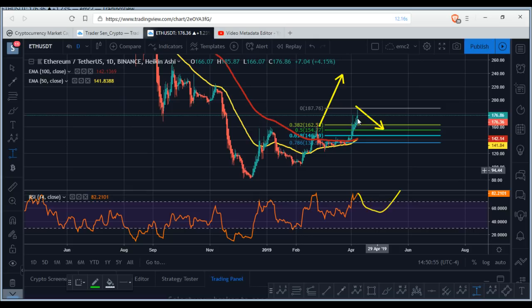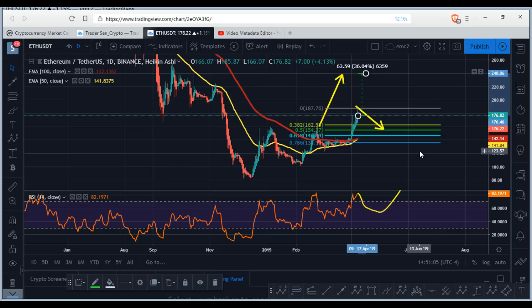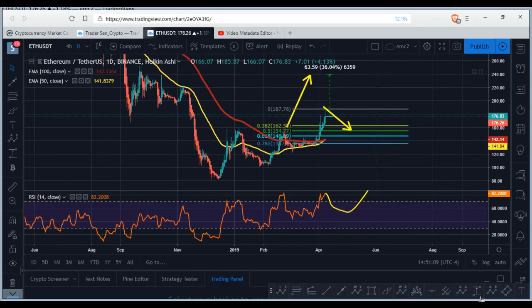You're looking for another 30% move to the upside, right? So $240. The current price of Ethereum is just 176. So going back to 165 to 154 is not even much, right? That's just about a 10% drop. It's not even much. Sometimes price drops 10% in an hour, so it's not even much.